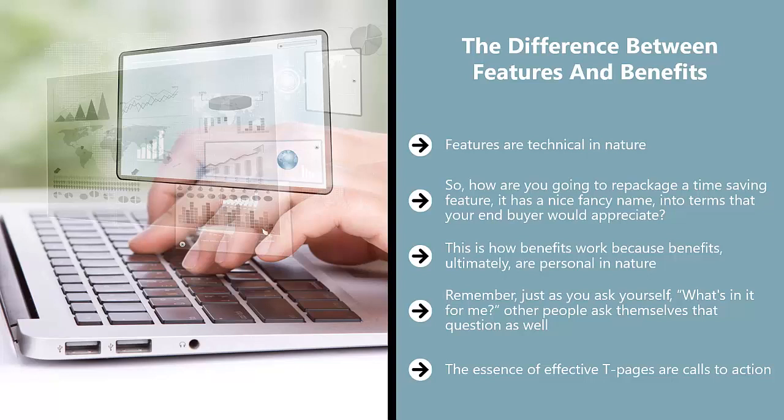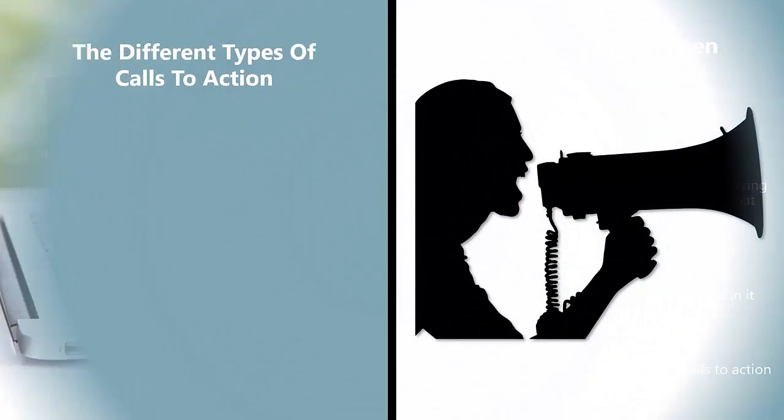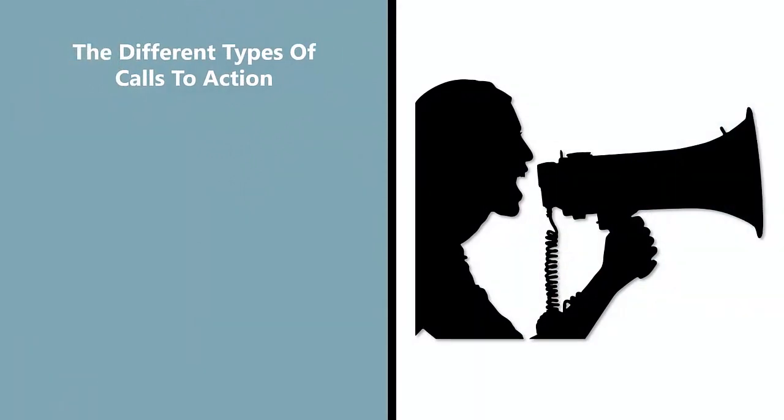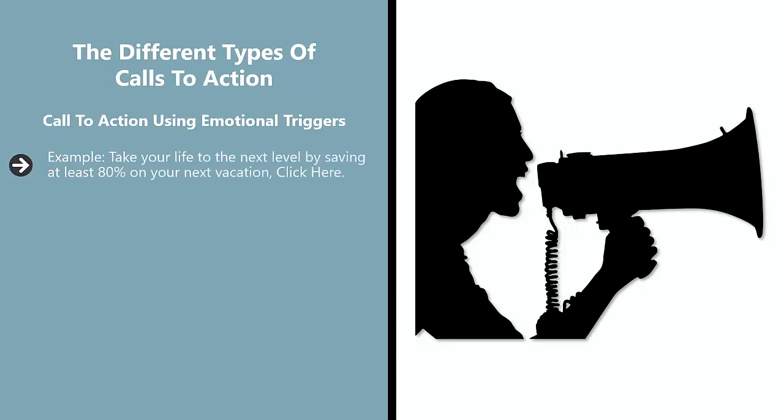They have different forms, but the key to them is emotional impact. When crafting a CTA, call to action, emotionally tie the reader to the benefit they will get if they buy the product or service. The different types of calls to action. Call to action using emotional triggers. Example, take your life to the next level by saving at least 80% on your next vacation. Click here.